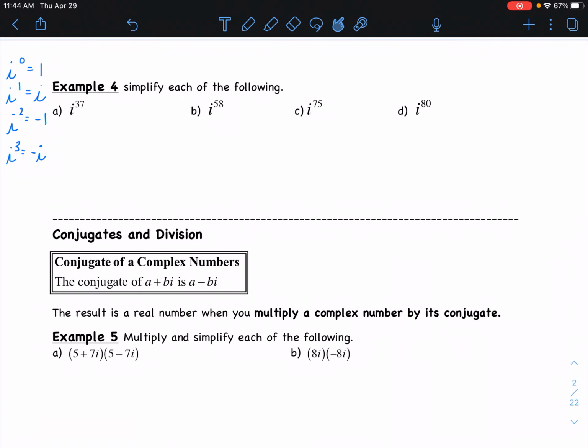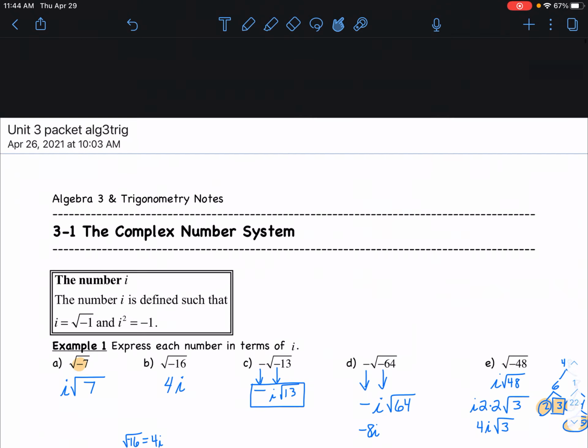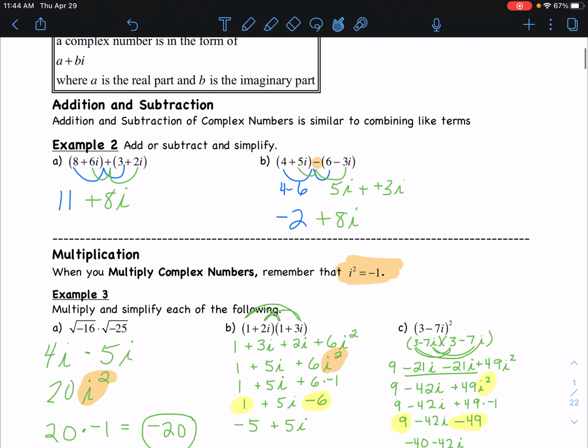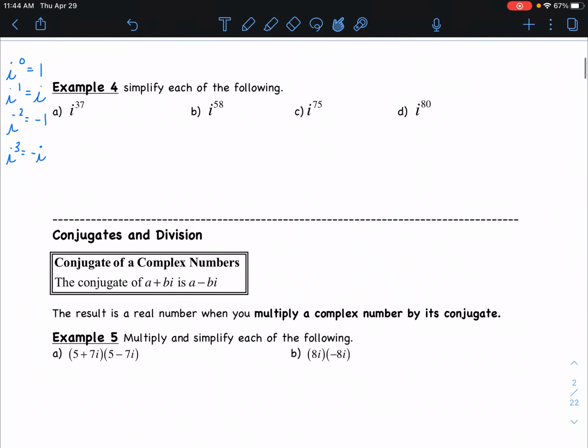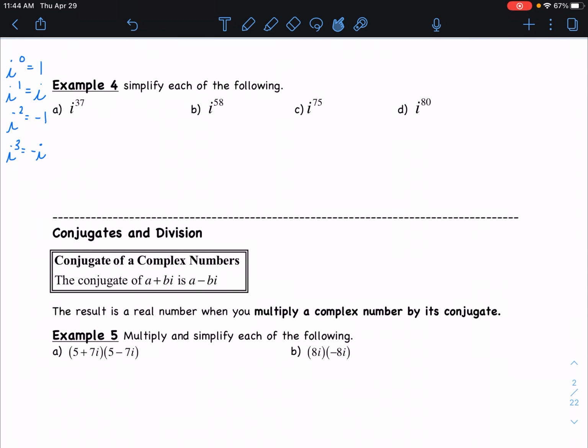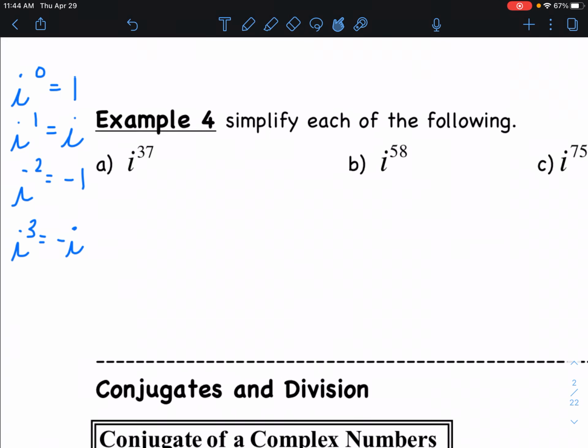Okay, welcome back, Alg 3 Trig. We are in section 3.1. Today we're going to do two different topics. The first one is we are going to learn how to simplify i with a power. So let's focus in to the right here.